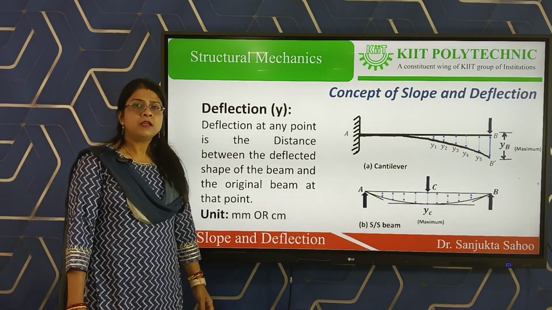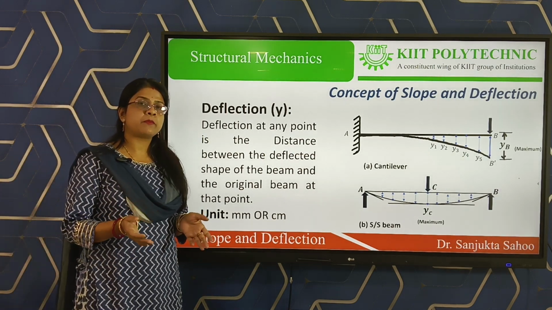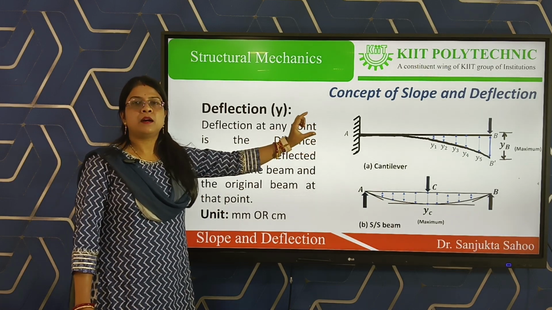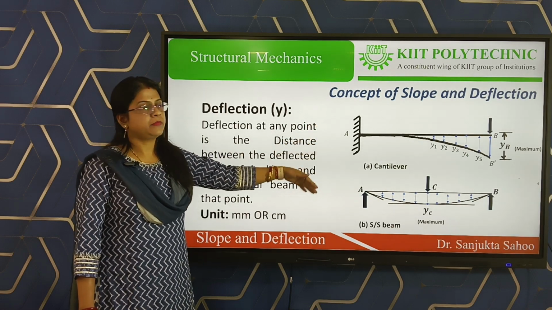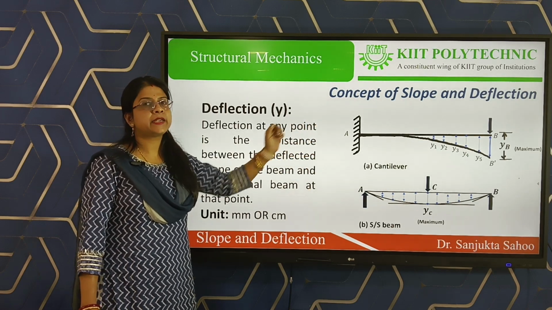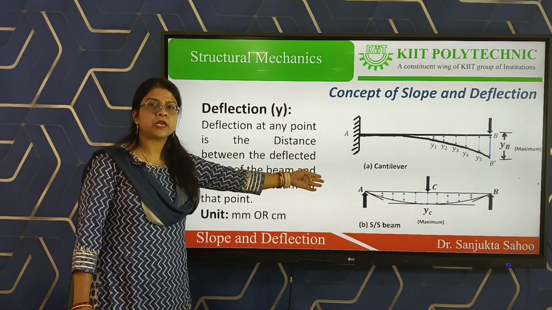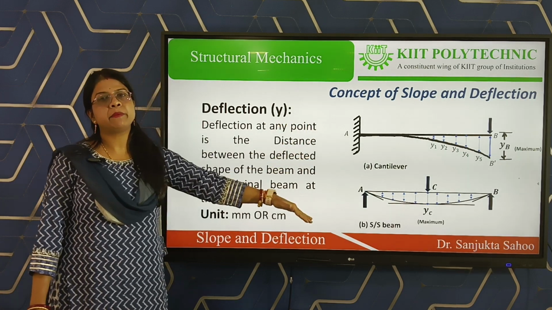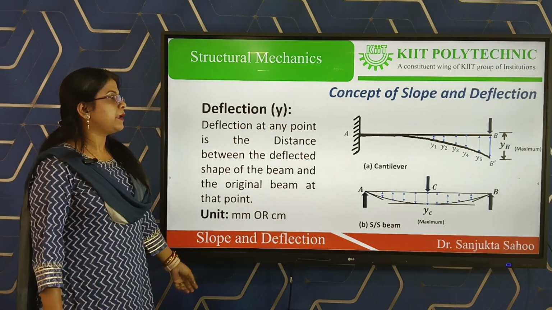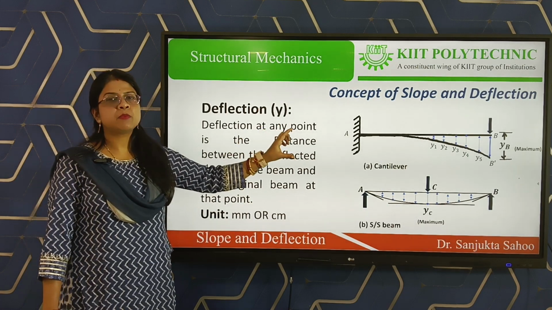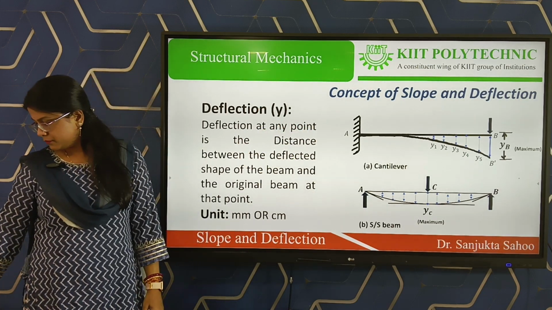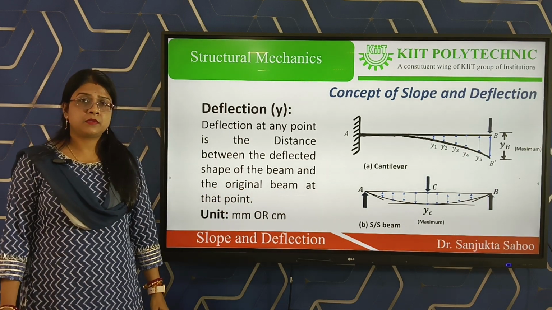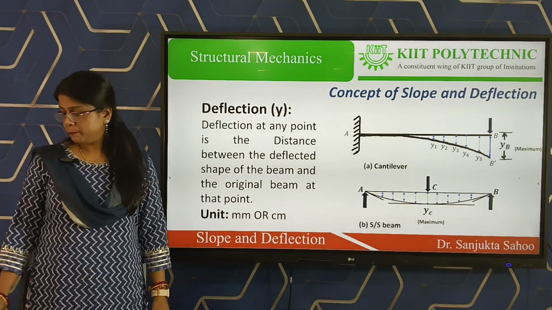Now, deflection. When the beam deflects from its original position, a distinct displacement or distance is visible. We can see here, in case of a cantilever beam or a simply supported beam, there are many distances covered by the deflected beam from its original position, and the deflection is maximum under the load. It is denoted as y, and the unit of the deflection is centimeter and millimeter.